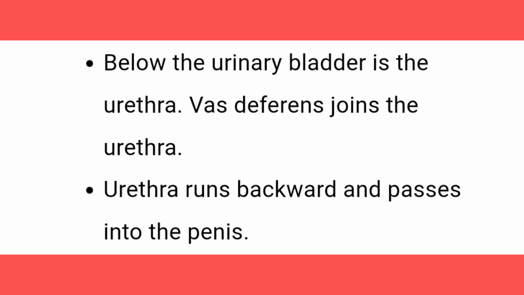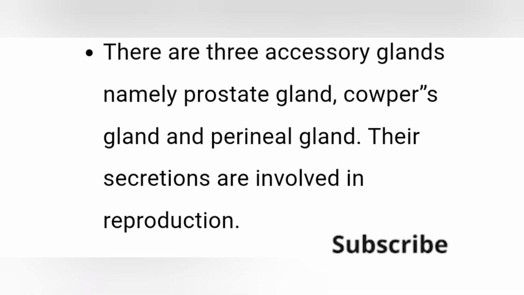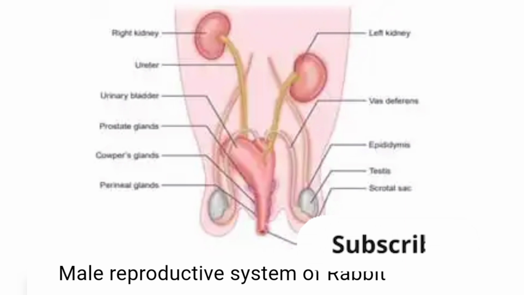Fifth point, below the urinary bladder is the urethra. Vas deferens joins the urethra. Then sixth, urethra runs backward and passes into the penis. Seventh point, there are three accessory glands, namely prostate gland, Cowper's gland, and perineal gland. Their secretions are involved in reproduction. Male reproductive system of rabbit.